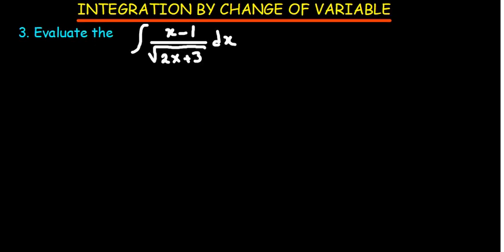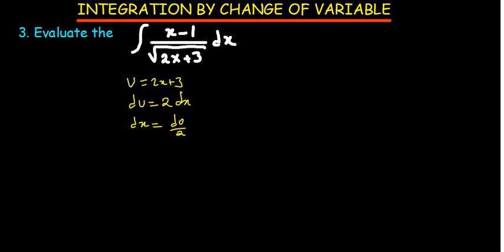So the last one here, evaluate the integral of x minus 1 divided by the square root of 2x plus 3. So in the same way we've done, I'm going to get the one which is a bit complex and then equate it to u. So what is down there? Let u be equal to 2x plus 3. That means du is going to be equal to 2 dx. Making dx subject of the formula, dx is going to be equal to du divided by 2.